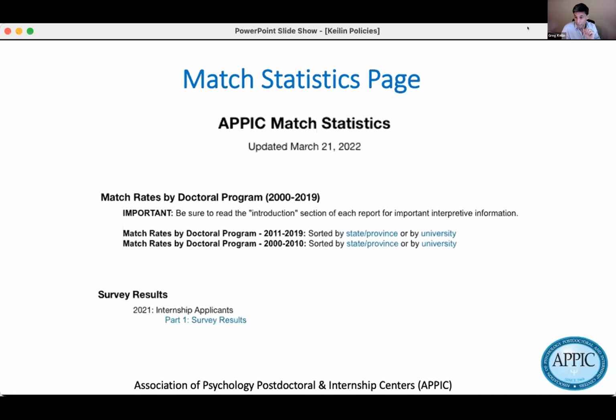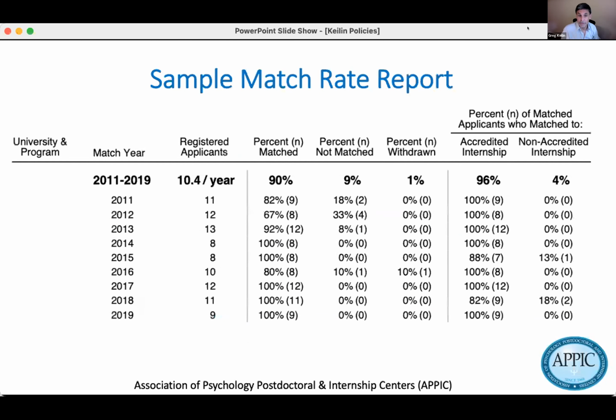And also we have survey results. I just want to show you very briefly a little bit. I've de-identified this. This is just a sample doctoral program from some university somewhere, and this is the information that we publish. We have the number of registered applicants each year. The line in bold is a summary for the 9-year period. It shows the percent matched, percent not matched, percent withdrawn, and it also shows the percentage of matched applicants who match to accredited and non-accredited internships. So this is information that we provide to the public that comes specifically from our match data.